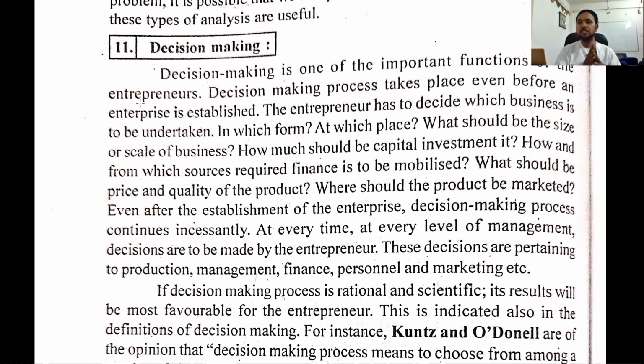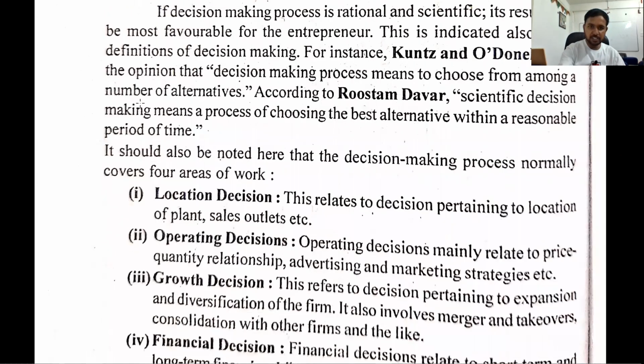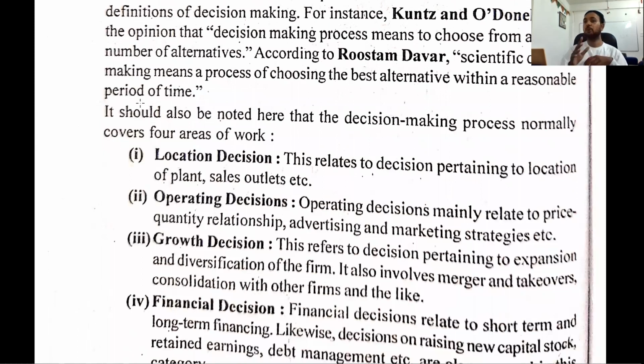So what kind of decisions do we need to think about? There are certain decisions. That is the location decision, which I already told you about: if you want to start your business, you need to decide the location first. The second is the operation decision. What is it? Let's read it.